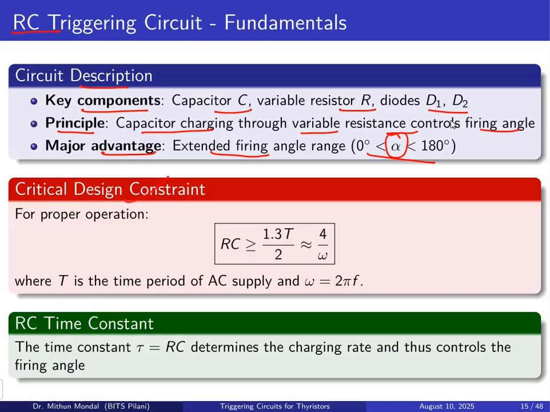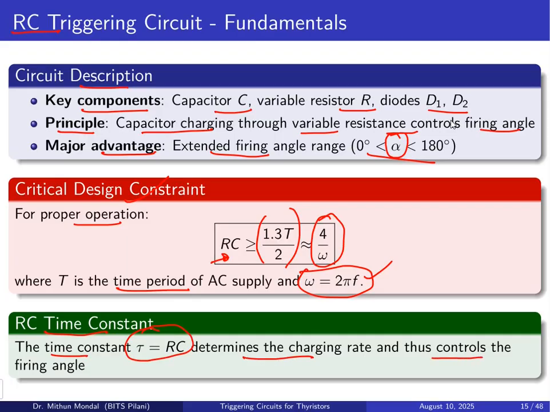Critical design constraint. For proper operation, the RC value, which is the time constant, should be greater than 1.3 times the time period of the AC supply divided by 2, and it is approximately 4 by omega, where omega is 2 pi f, f being the supply frequency. So the RC time constant, where the time constant tau is given by the product of R and C, determines the charging rate and thus controls the firing angle.